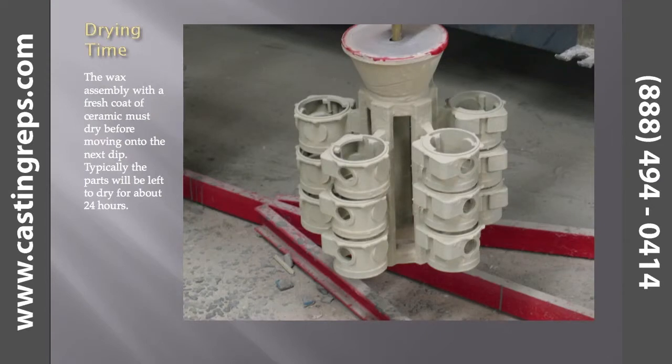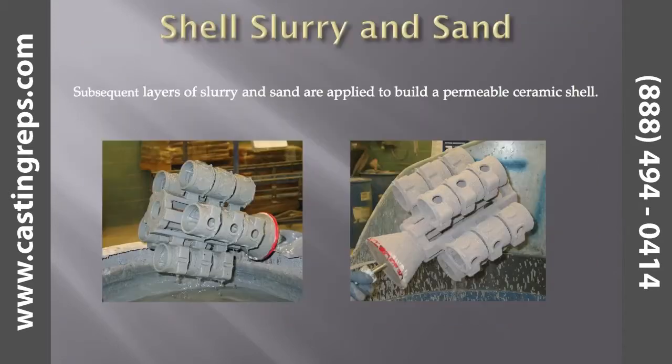Drying time. The wax assembly with a fresh coat of ceramic must dry before moving on to the next dip. Typically, the parts will be left to dry for about 24 hours. Shell, slurry, and sand. Subsequent layers of slurry and sand are applied to build a permeable ceramic shell.